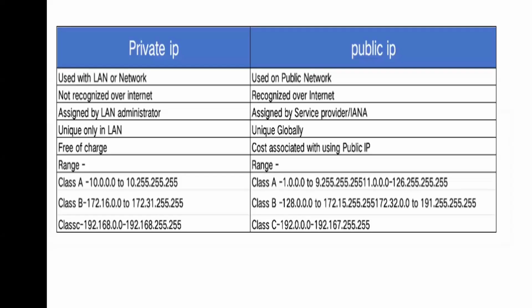Ideally, class A means IP addresses starting from 10.0.0.0 till 10.255.255.255. Okay, that is class A. Now, what about class B? It starts with 172.16.0.0 and goes to 172.31.255.255. Now, class C, you will have 192.168.0.0 till 192.168.255.255.